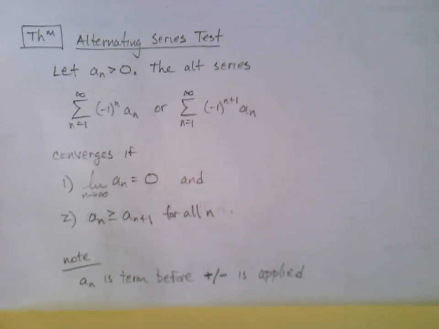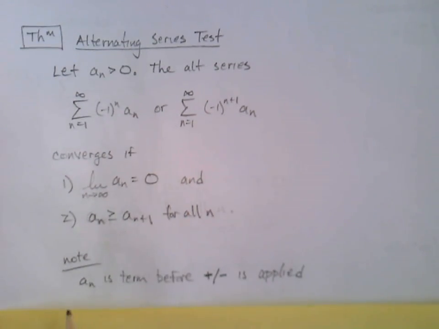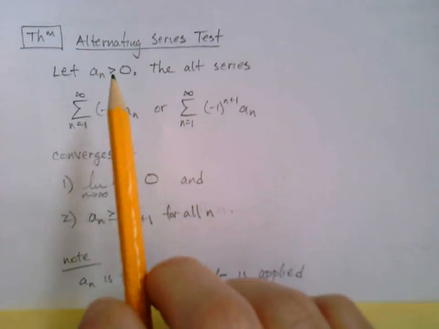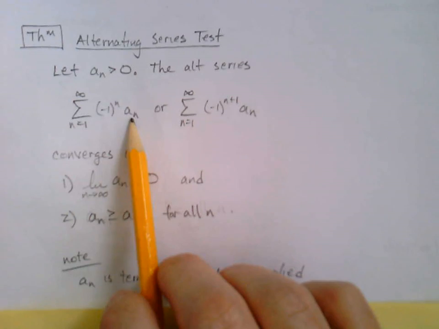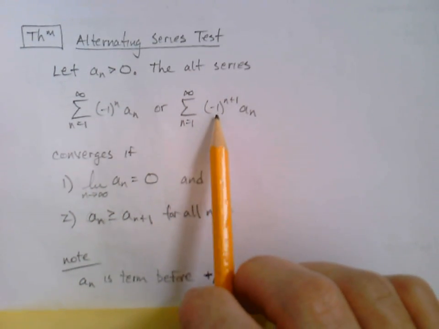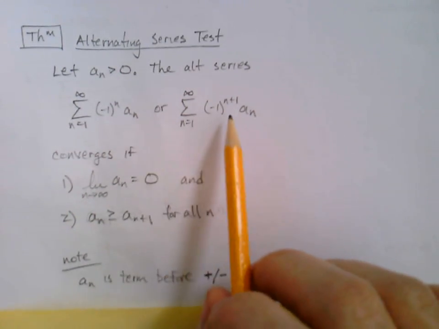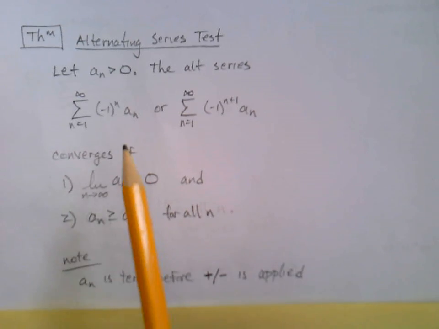So we're going to think of the a sub n as the non-alternating part, and I made a note of that at the bottom. When we think of a sub n here, we think of it as removed from the negative 1 to the n, or in some cases we'll see negative 1 to the n plus 1. So the a sub n is the part that does not alternate. So separate that.